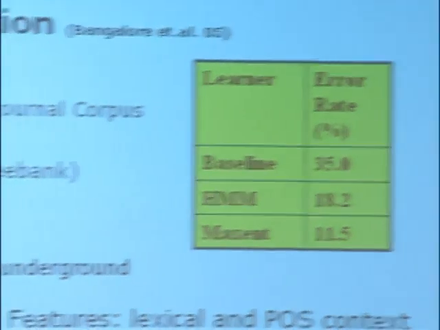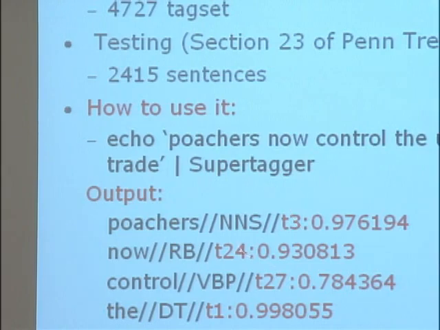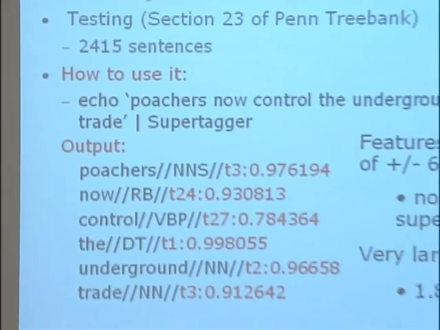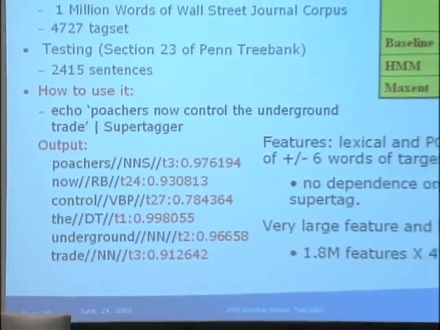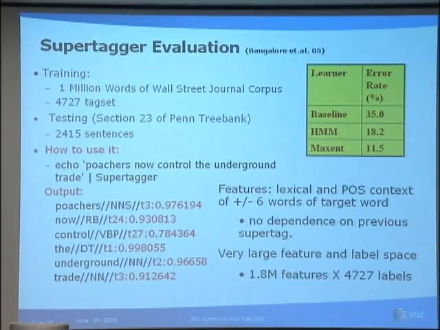And here's what it looks like. If you take that and send it to the supertagger, which is a tagger that annotates supertags, it looks like this. These are the tags, and there are 4,200 of them, with some scores that can be interpreted as confidences.